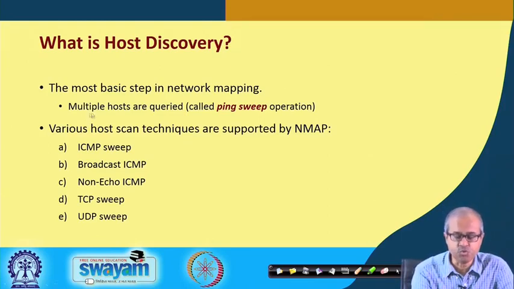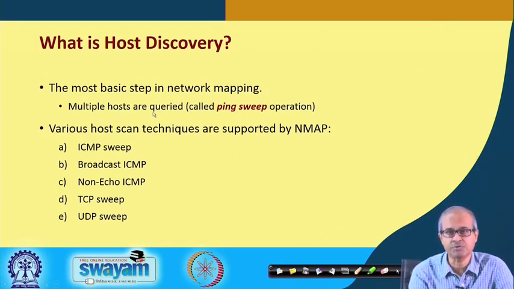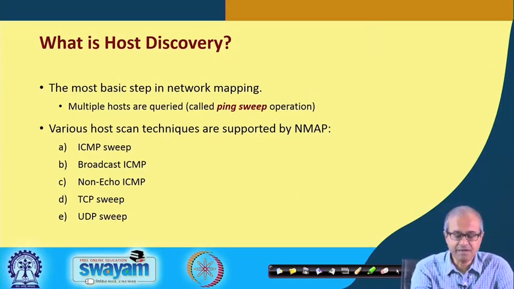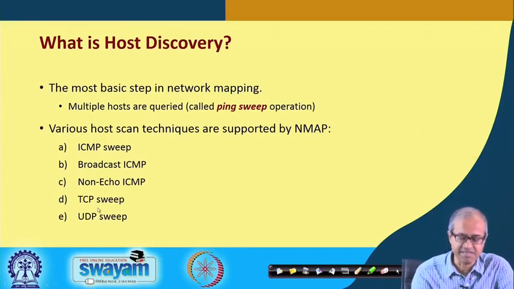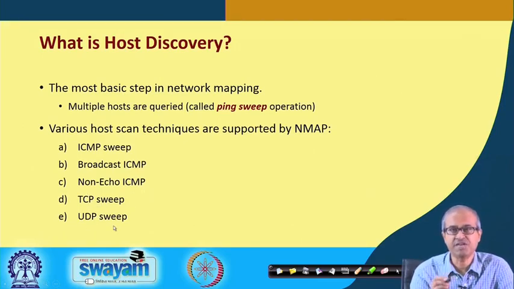You must understand which hosts are currently active in the network. For this purpose you have to send some query packets to multiple hosts. Generically we call it the ping sweep operation, but this may not always be the ping command you are sending; sometimes we call it a ping sweep as if we are pinging the different hosts to find out which of them are alive. There are various techniques available under NMAP through which you can try to discover a host. These are listed here: ICMP Sweep, Broadcast ICMP, Non-ECHO ICMP, TCP Sweep and UDP Sweep. We shall be explaining these methods briefly in subsequent slides.